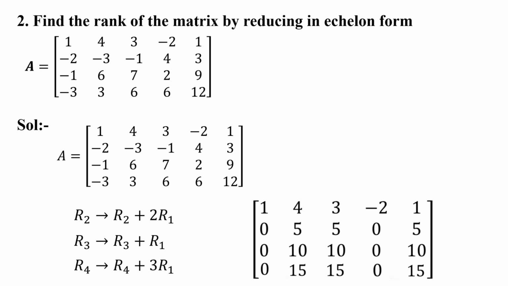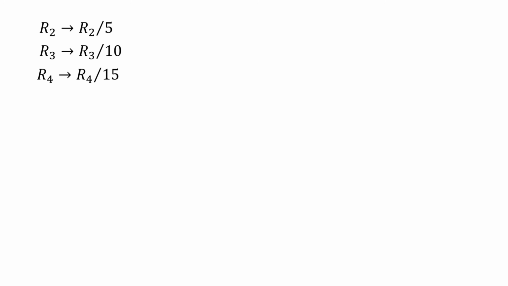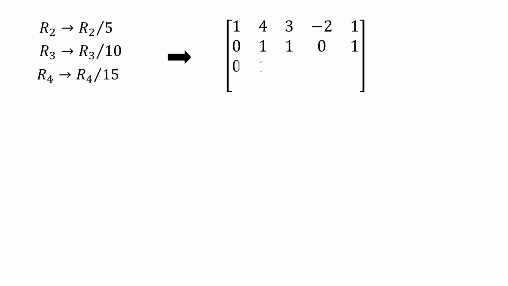Before moving on to the next step, R2 can be divided by 5, R3 can be divided by 10, R4 can be divided by 15 to ease the calculation. So this will be the resultant matrix. For the next step, we have to make these elements as zeros using R2.